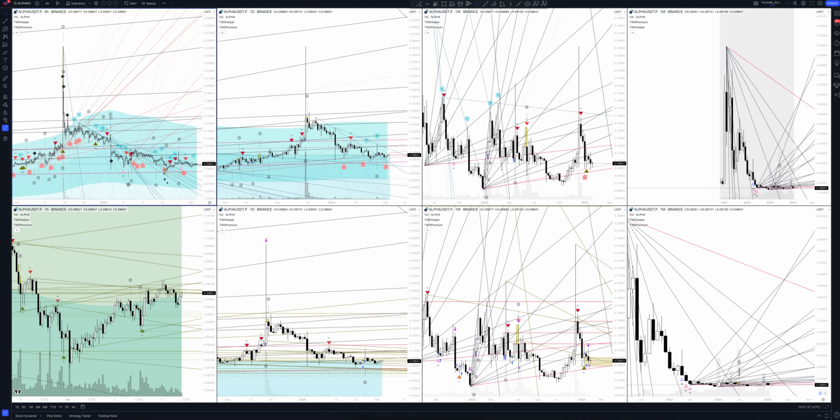Today we will take a look at Alpha Venture DAO cryptocurrency. Let's analyze the market situation and find out how you can make money on it. Let's start.